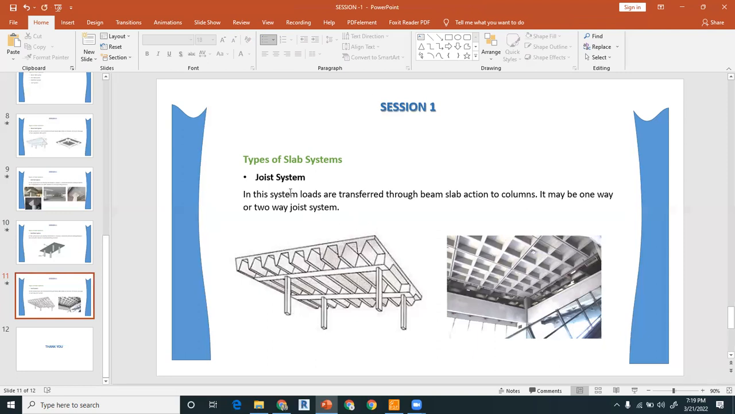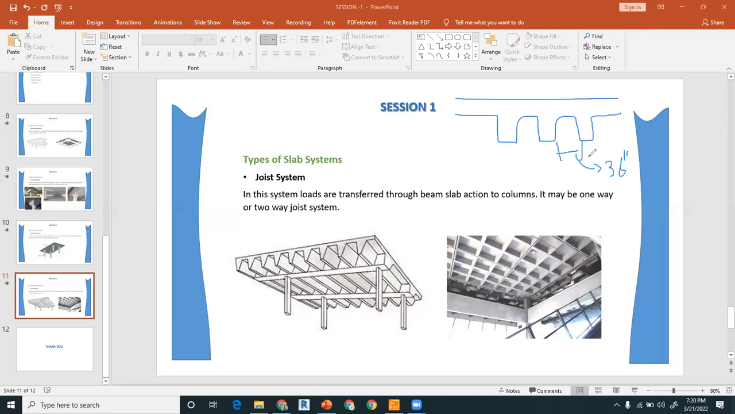So how do we decide? For example, a student may ask whether it is the same as the beam slab system. How can a student differentiate between the one-way joist system, two-way joist system, or a two-way beam slab system? If I show it here, this is a section, this is the slab, and this is one beam, this is another beam. If the clear distance between the two beams is equal to or less than 36 inches, 3 feet, it will be categorized as a joist system. It may be one-way joist, it may be two-way joist.